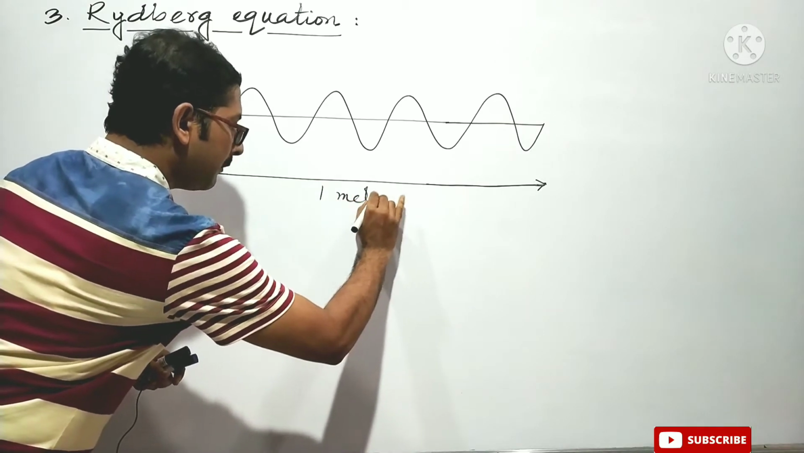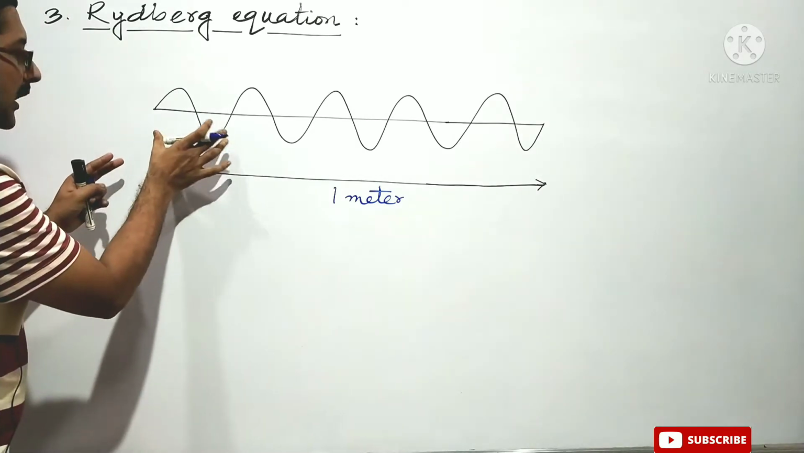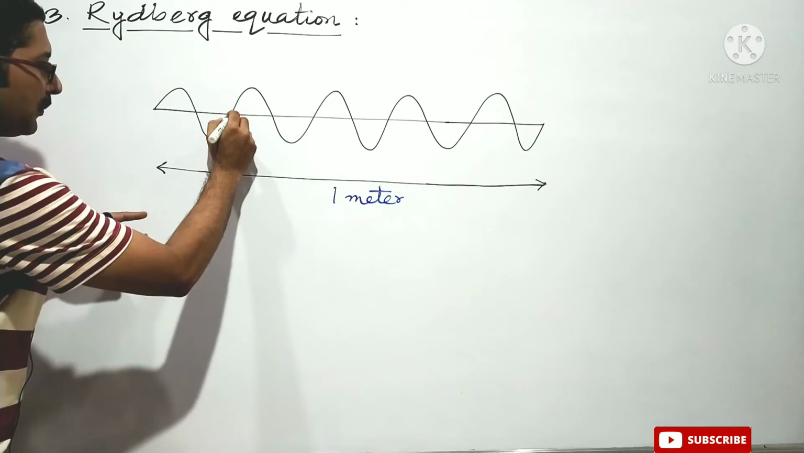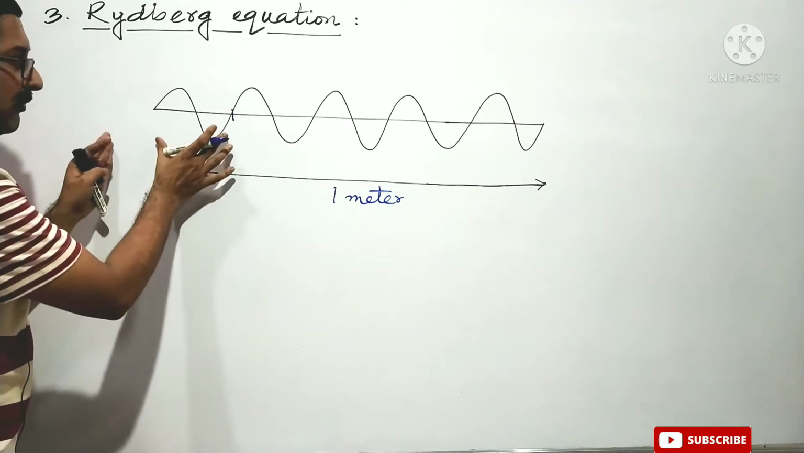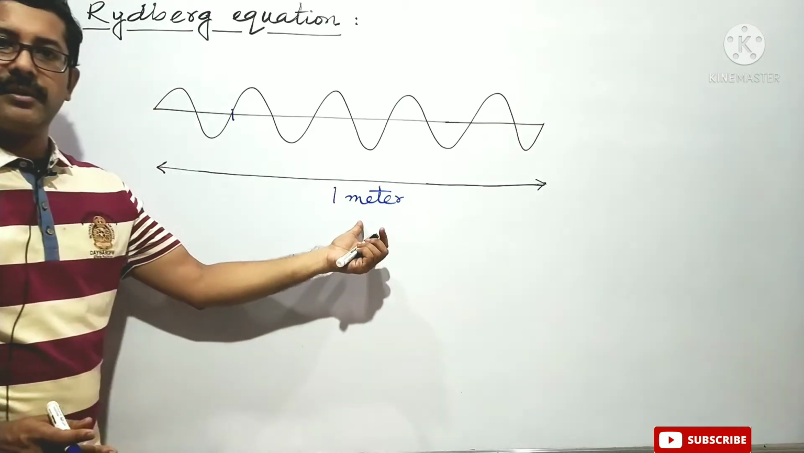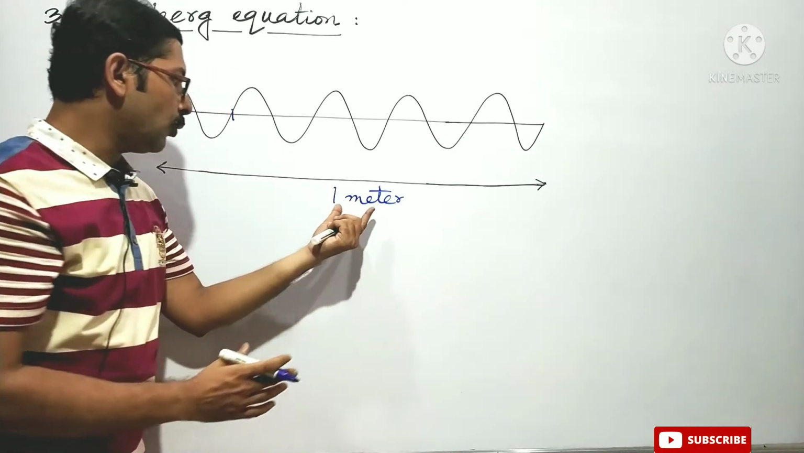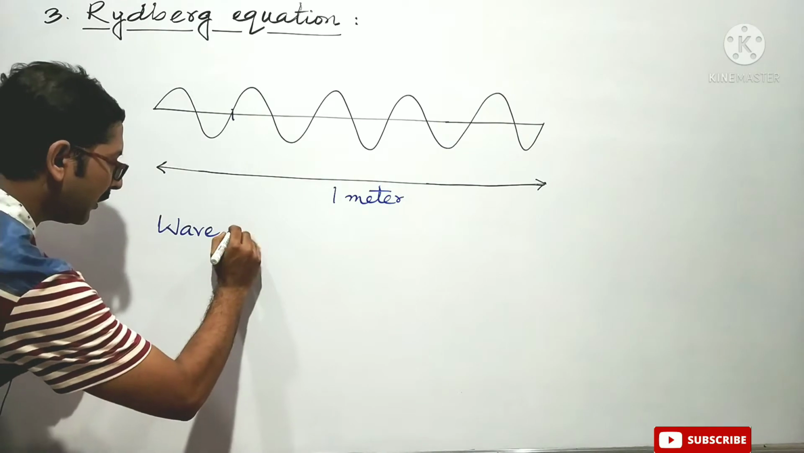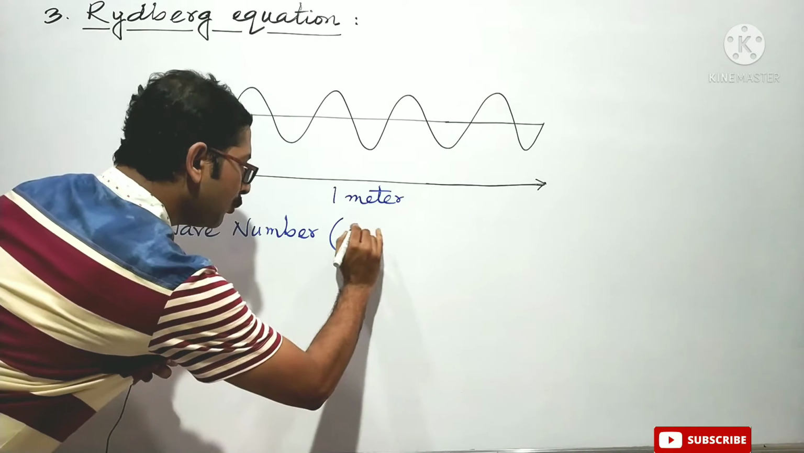This length is 1 meter. Within this 1 meter length, how many complete oscillations of the wave occur? This is oscillation 1 up to this one. This is oscillation 2, 3, 4 and 5. So there are 5 complete oscillations within this unit length of 1 meter, right? So the number of complete oscillations made by the wave within unit distance is known as wave number. It is denoted by nu bar.